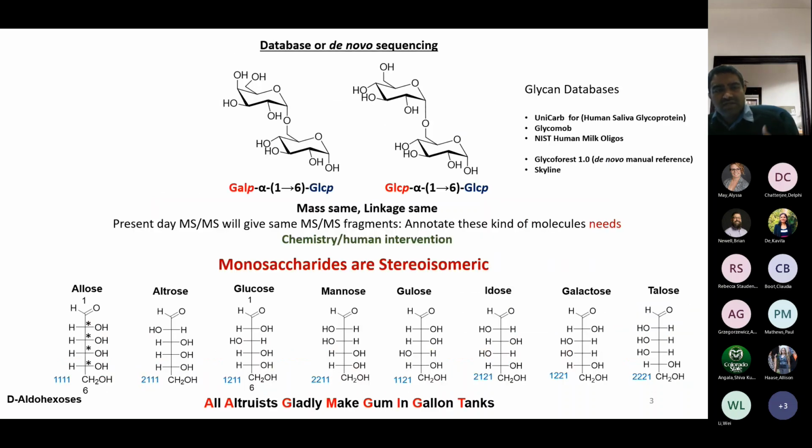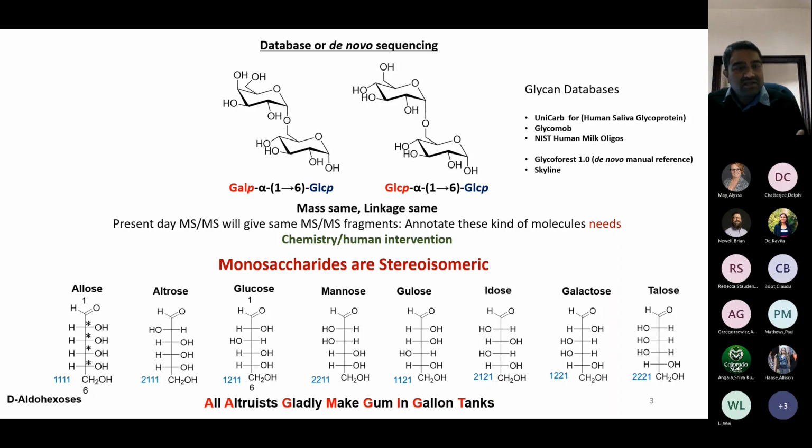Let's understand a little bit more about this. Let's have these two molecules. Say we have galactose here connected 1,6 in alpha fashion with the glucose, and here we have one glucose in a similar fashion with another glucose. Presently, mass spec or MSMS will give the same MSMS fragments. So annotation by a database or reference is pretty difficult. It's pretty confusing. Both the structures will come with the same score, and it is impossible to distinguish which molecule we are actually after. So it needs chemistry or human intervention.